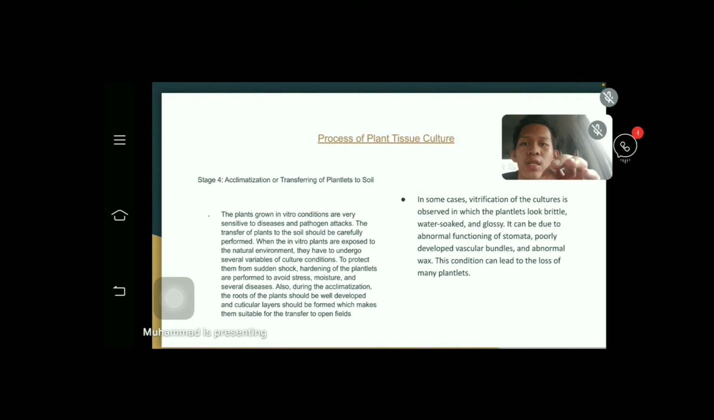In some cases, vitrification of the culture is observed, in which the plant looks brittle, water soaked, and glossy. It can be due to abnormal functioning of stomata, poorly developed vascular bundle, and abnormal wax. This condition can lead to the loss of many plants.